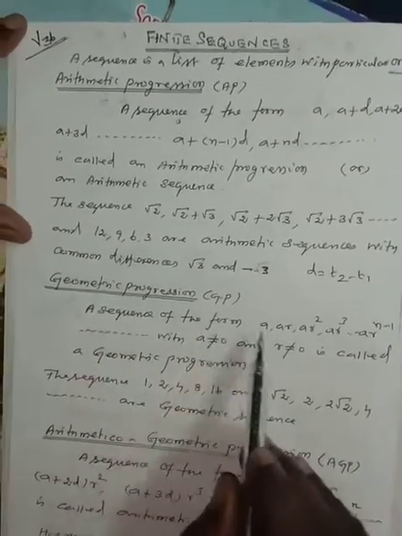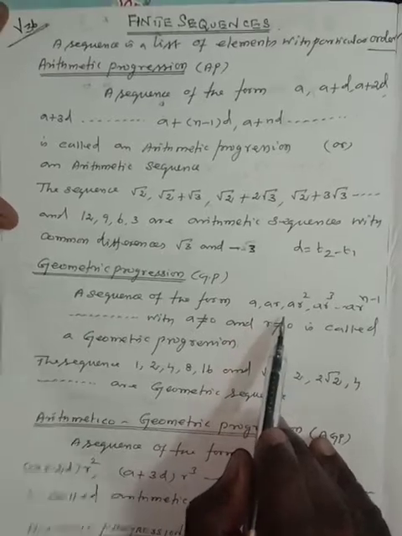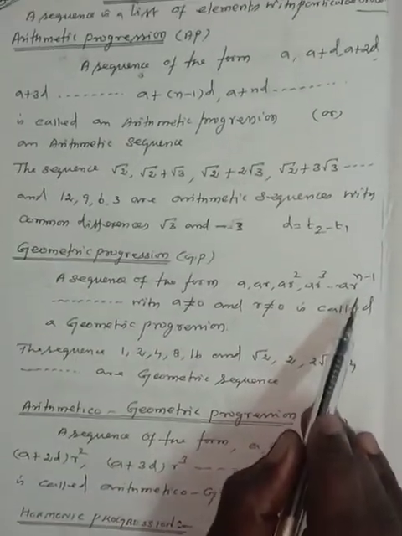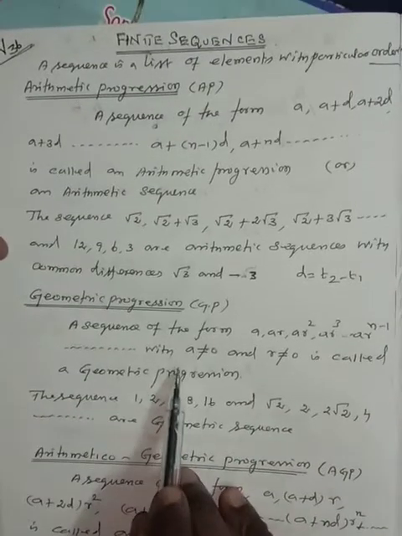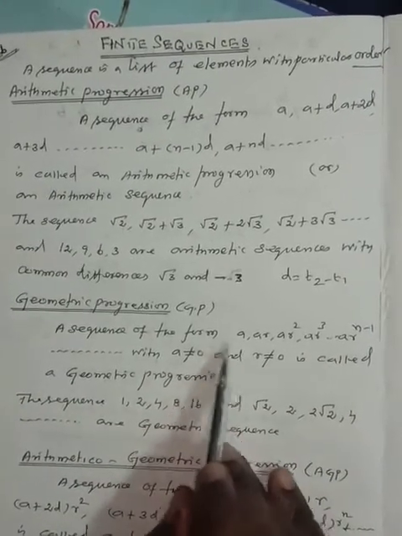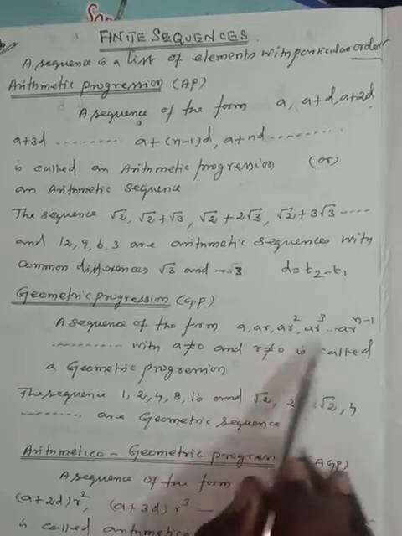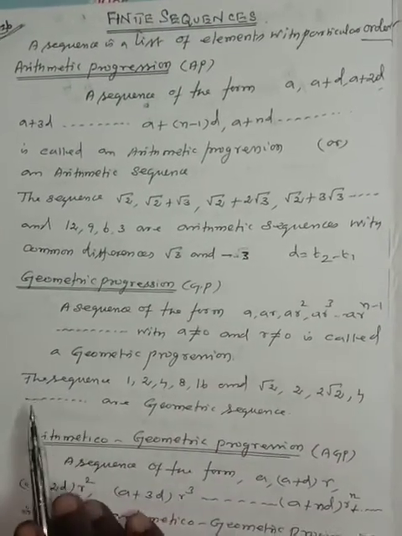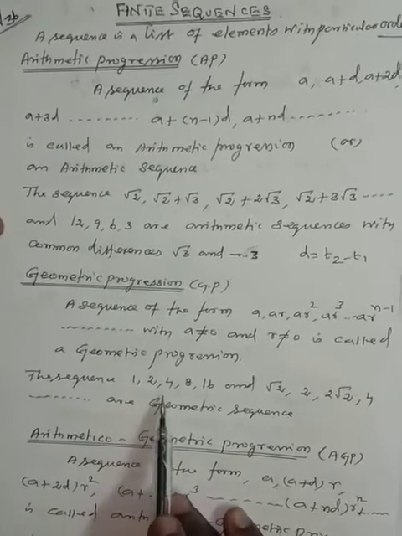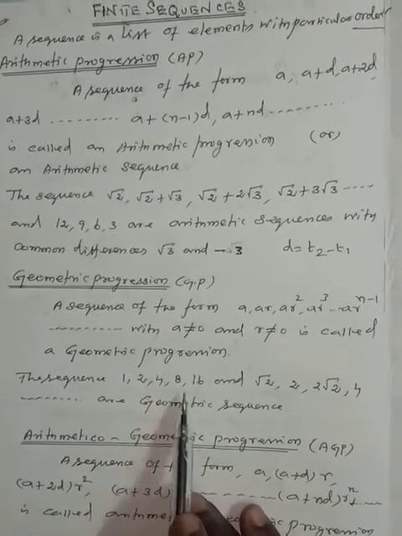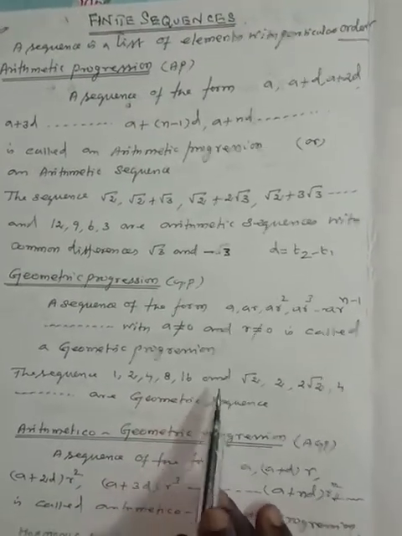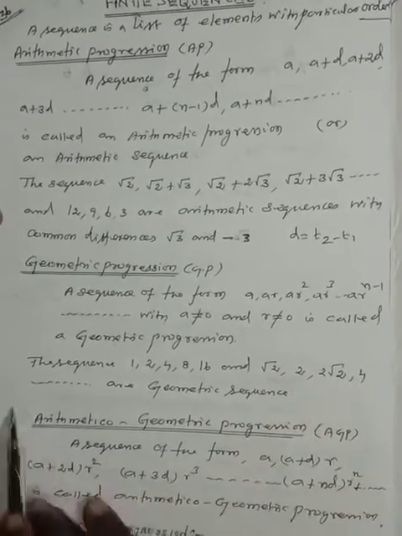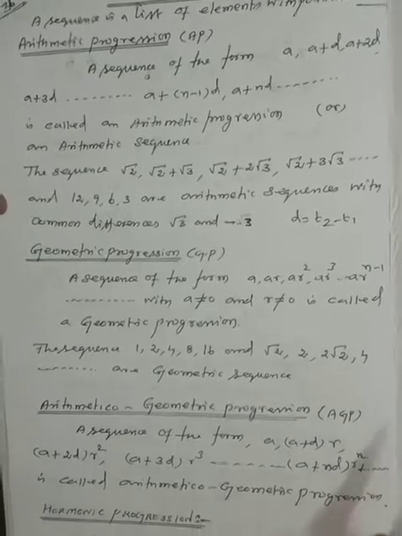Geometric progression, GP. A sequence of the form a, ar, ar square, ar power 3 and so on to ar power n minus 1, with a not equal to 0, the first term not equal to 0, and the common ratio not equal to 0, is called a geometric progression. The sequences 1, 2, 4, 8, 16 and so on, and root 2, 2 root 2, 4 are geometric sequences.